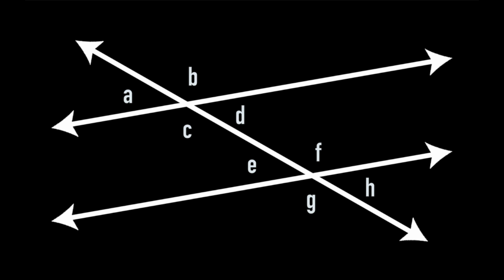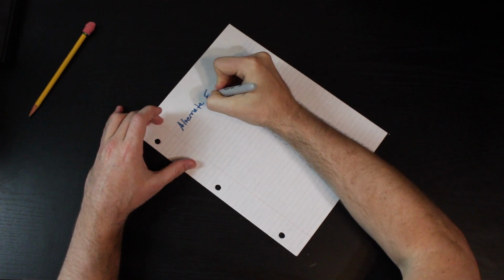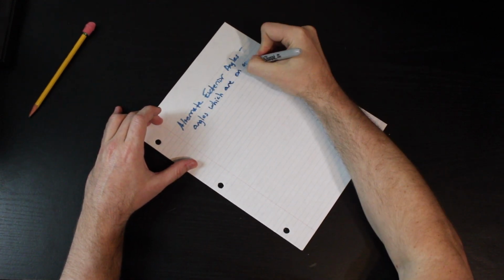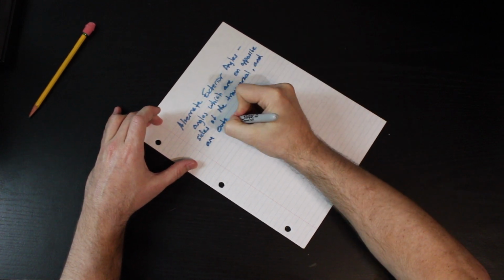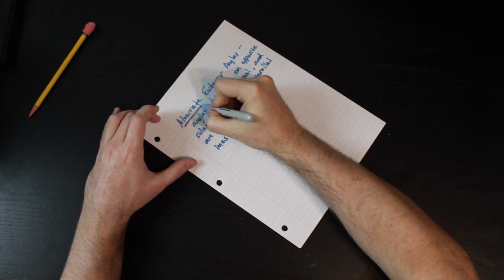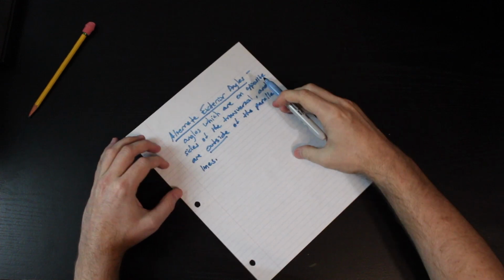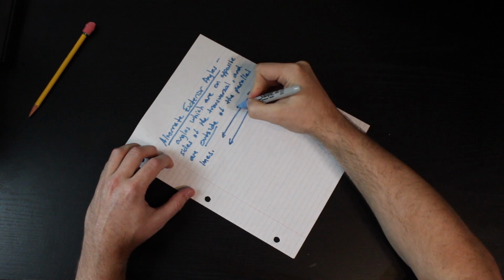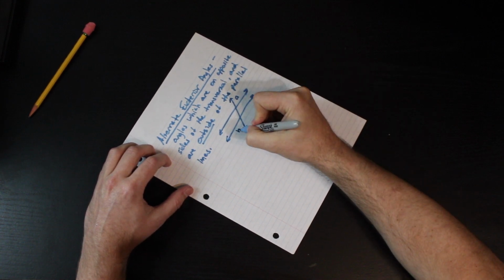Let's write some definitions in our notes. Alternate exterior angles are angles which are on opposite sides of the transversal and are outside of the parallel lines. Go ahead and draw a quick example next to your definition. Draw two parallel lines, a transversal, and then label two alternate exterior angles.